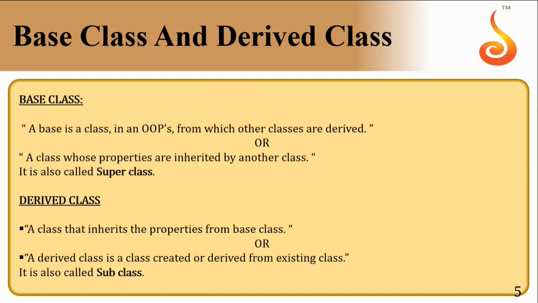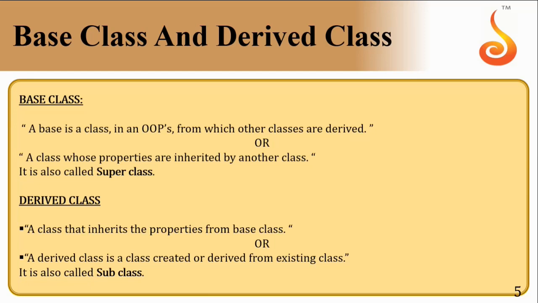A base class in OOPS, that is object oriented programming, is a class from which other classes are derived. A class whose properties are inherited by another class is a base class, that is, a class from which another class is derived. It can be one class or multiple classes. You can derive multiple classes from one class or you can derive one class from one class. Base class is also called a superclass.